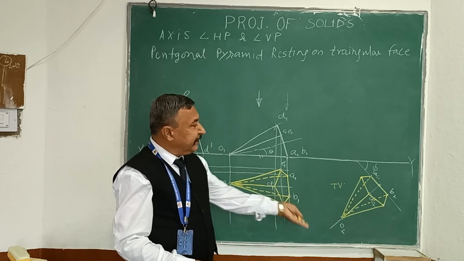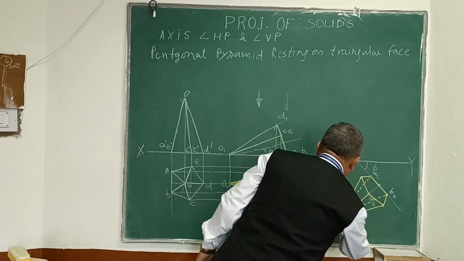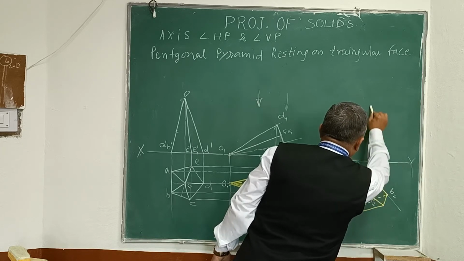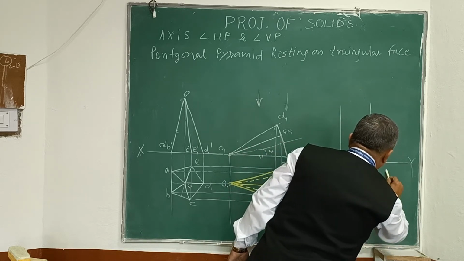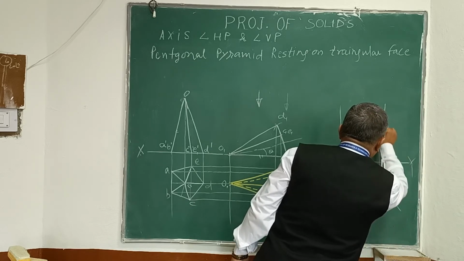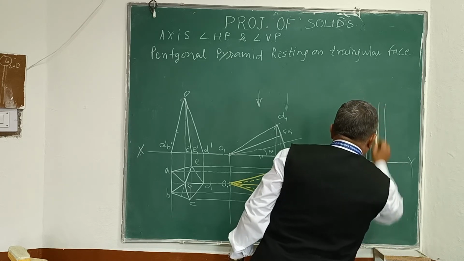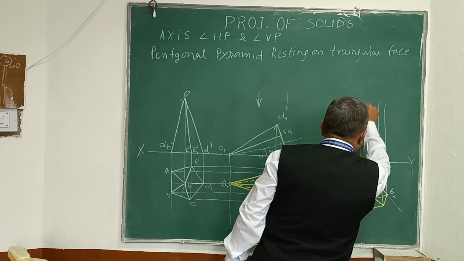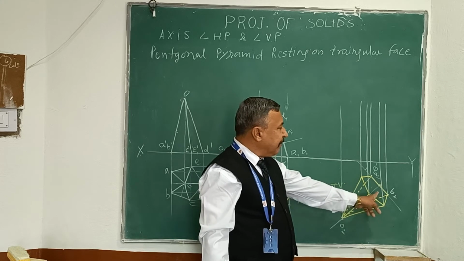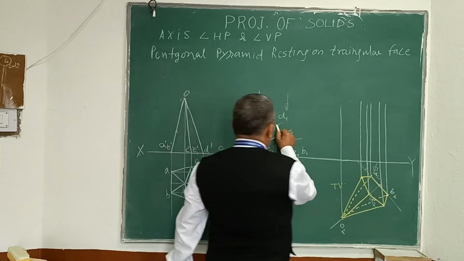Now the same process. First we have to draw projectors, projectors from each corner. This is the base and apex. So the maximum projectors are 6, 5 from the base and 1 from the apex. Now the locus from this point.